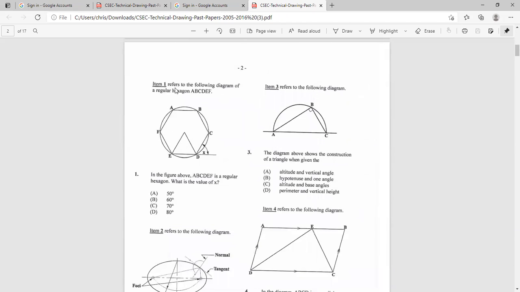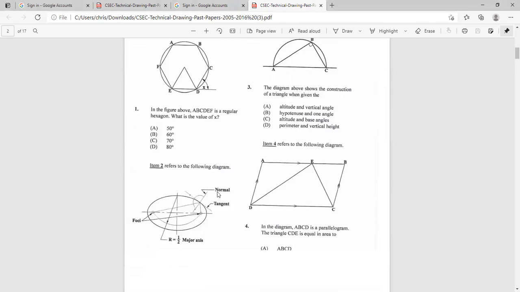First question. Item 1 refers to the following diagram of a regular hexagon, A, B, C, D, E, and F. In the figure above, ABCDEF is a regular hexagon. What is the angle of X? Answer is 60. So this is the correct answer, 60. On to question number 2.